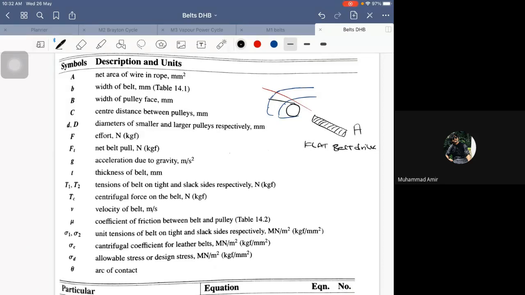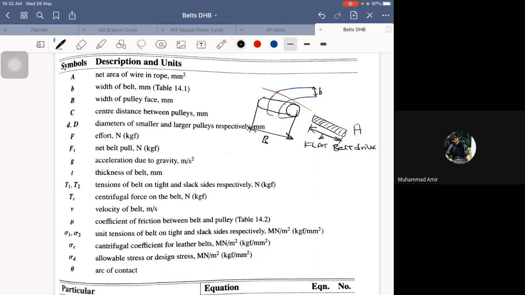B is nothing but the width of the belt. Width of the belt is this, small b. Capital B is the width of the pulley. Suppose the pulley is something like this, the pulley which is rotating. Capital B is the width of the pulley face, and small b is this particular length. Are you able to understand? Getting it? What are the different parameters there?